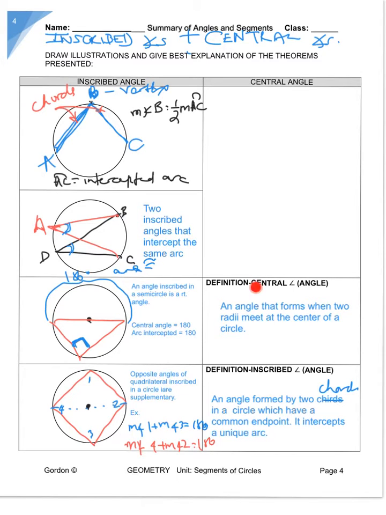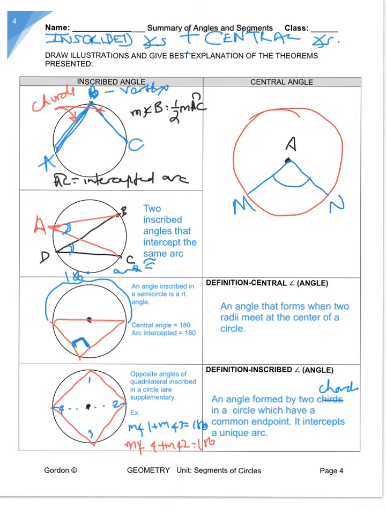Now a central angle is exactly what it sounds like. It's an angle that forms when two radii meet at the center of a circle. So I'm going to sketch a circle, and I hope it can be as perfect. It's the best I could do. And for a central angle, we have our center, and let's call this center A. The central angle is two radii that meet. So say this is M and N.